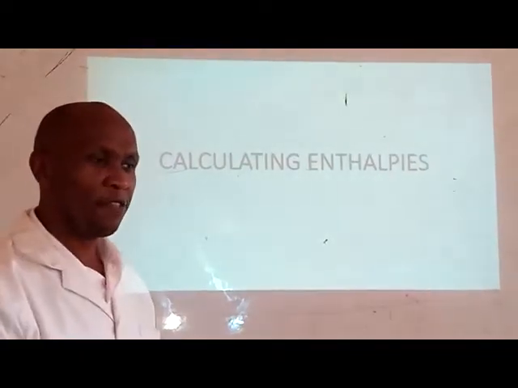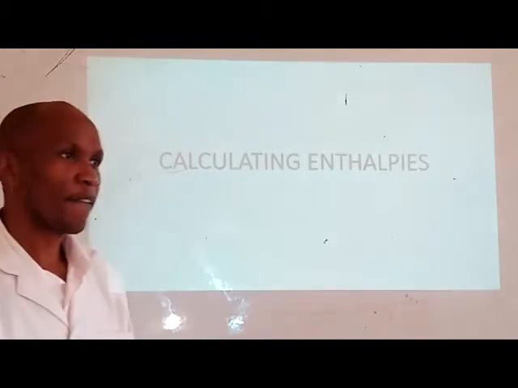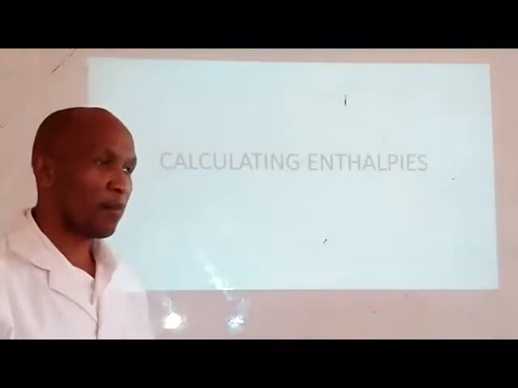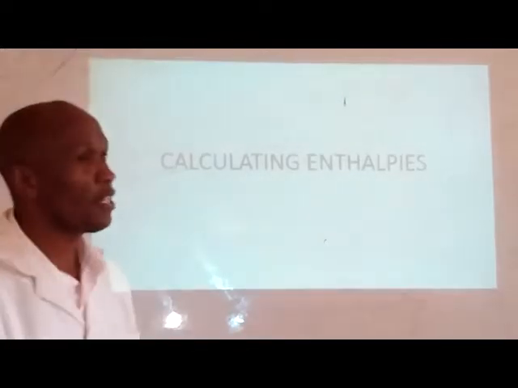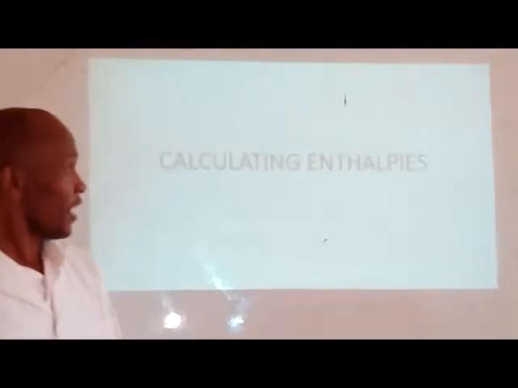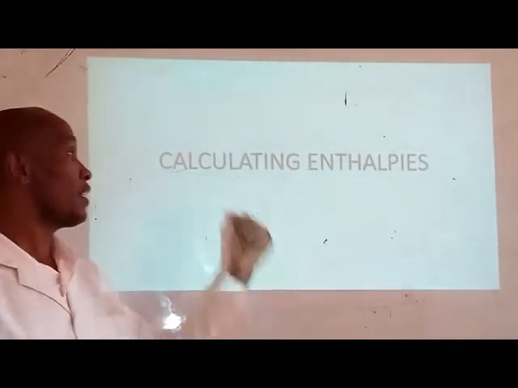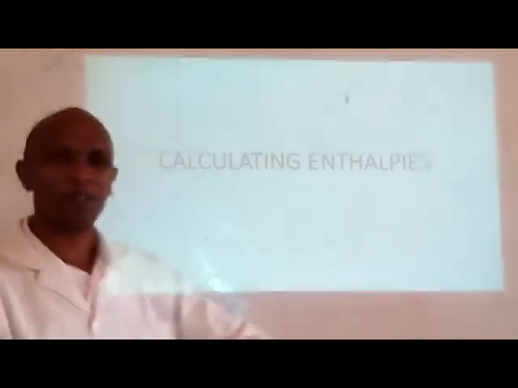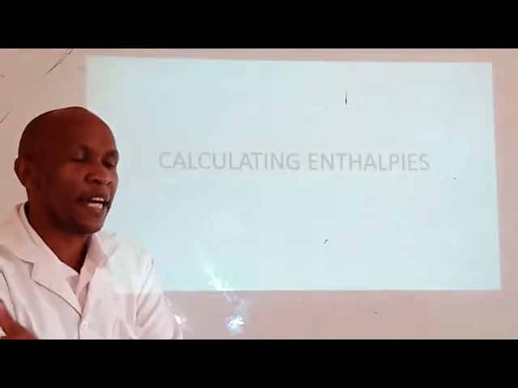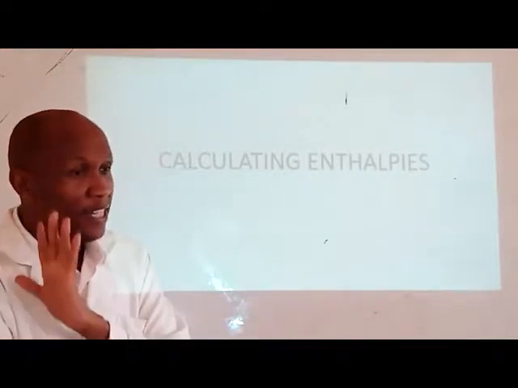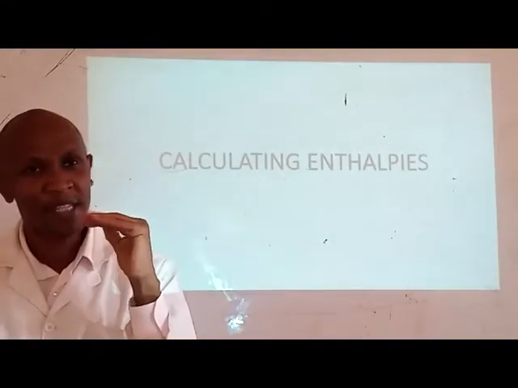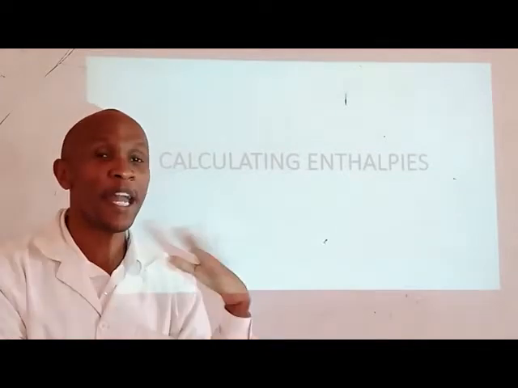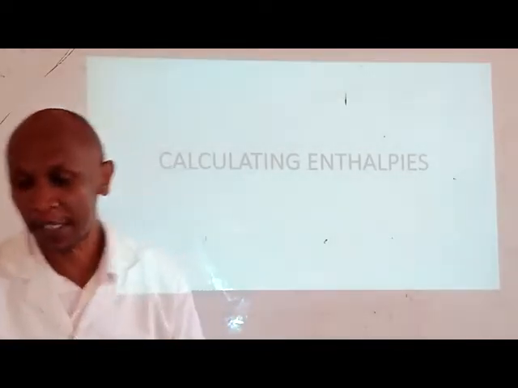So having defined enthalpies and come up with the two types of enthalpy changes, exothermic and endothermic processes, the next thing that we will look at is the idea of calculating enthalpies. And that is, I think, the most important part of this topic. There are three ways in which enthalpies can be determined.